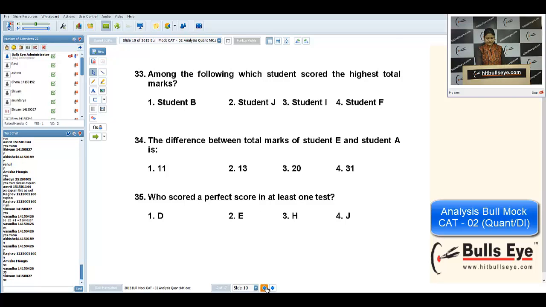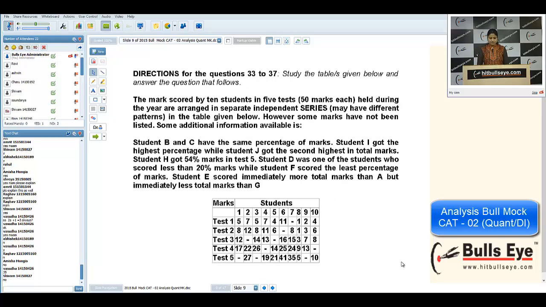Who scored a perfect score in at least one test? I have to complete the set. See, it says all the scores are following some series. For example, I'm taking this series: 5, 8, 12, 17. 5 becomes 8, it means plus 3. 8 becomes 12, it means plus 4. 12 becomes 17, it means plus 5. So we will add 6 to this. So what will be the unknown value? It will be 23.